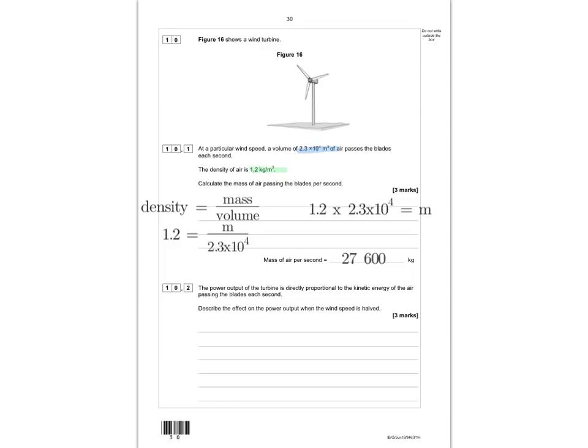In terms of how marks are awarded for this question, you get 1 mark for substituting them into the equation, 1 mark for rearrangement, and then 1 final mark for the correct answer. And that gives you the 3 marks for that question.